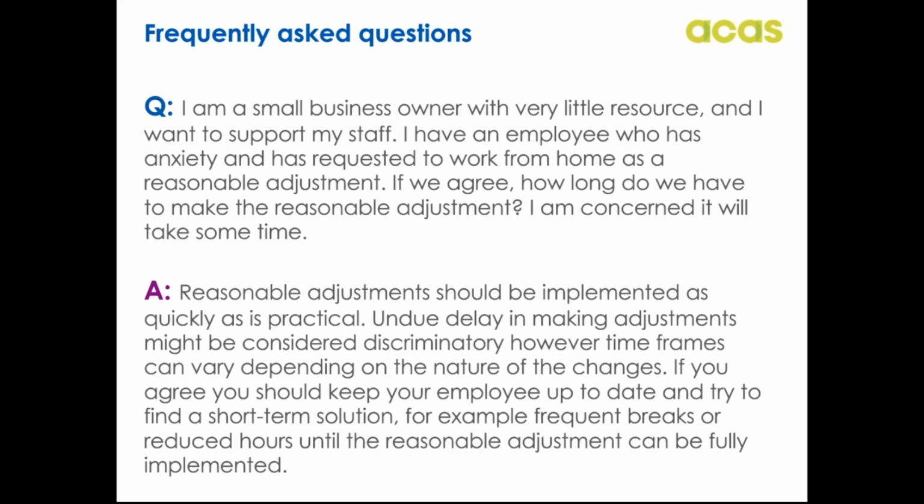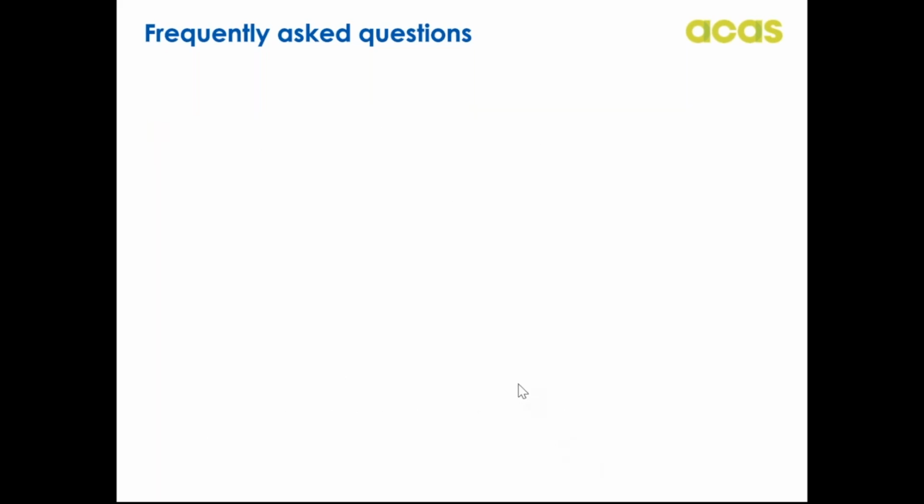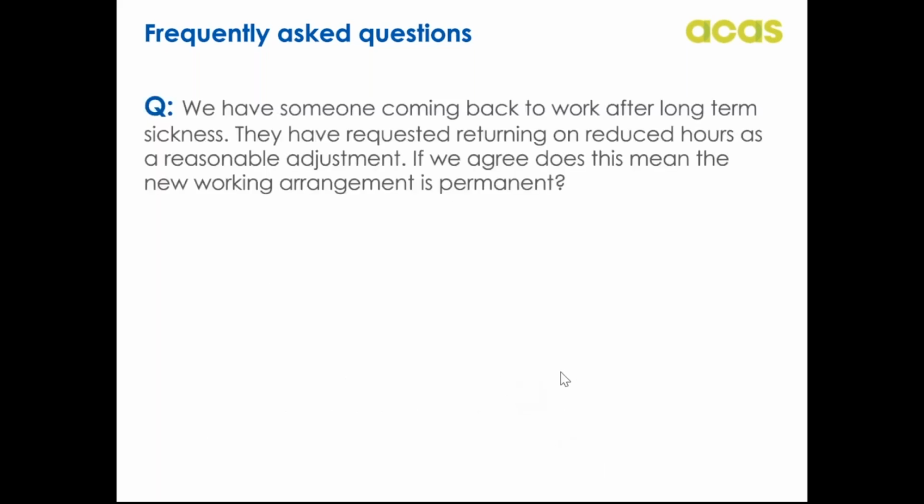If you agree, you should keep your employee up to date with the progress of the adjustment being made and try to find a short-term solution, for example, frequent breaks or reduced hours, till the reasonable adjustment can be implemented. Primarily, as soon as you learn or may reasonably be expected to anticipate the necessary adjustment, you should take action to implement it.